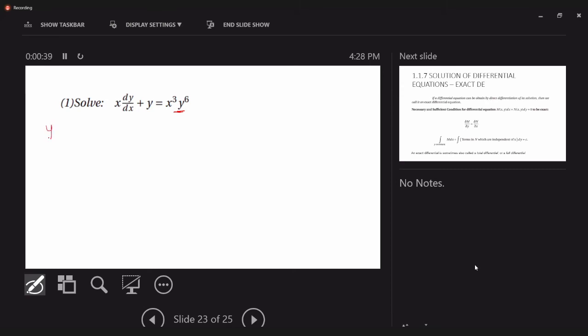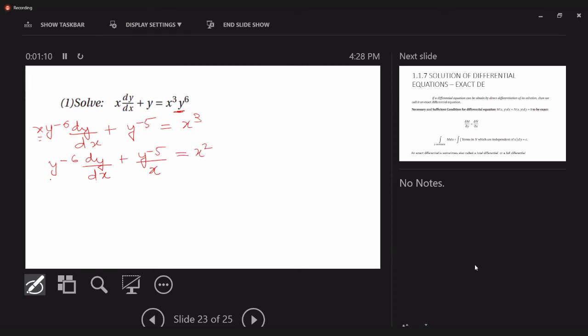So what I will write? y raised to minus 6 dy by dx plus y upon y raised to 6, which means y raised to minus 5, is equal to x cube. But now I don't want this additional x also, so I will also divide by x. So dy by dx plus y raised to minus 5 divided by x is equal to x square.